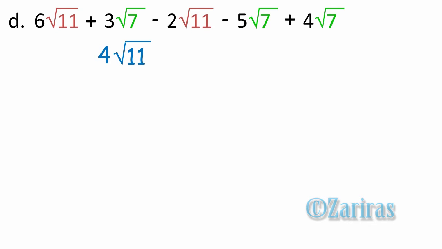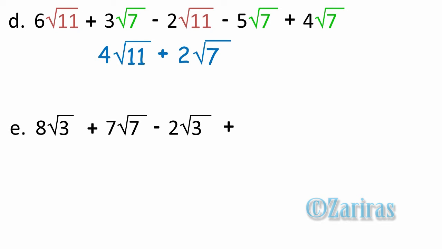And next let's see the root 7. Root 7 has plus 3, minus 5, plus 4. Plus 3 minus 5, we will get minus 2. Before seeing the coefficient, it's better we place the third. We'll just place the root 7, and now we have to see only the coefficient. 3 minus 5 is minus 2. So minus 2 plus 4 is plus 2. So here we get plus 2 root 7.